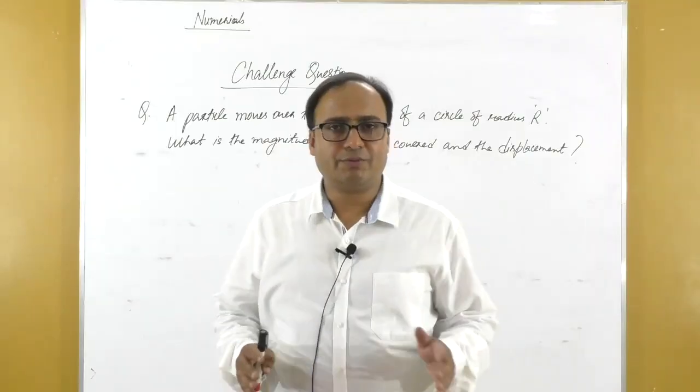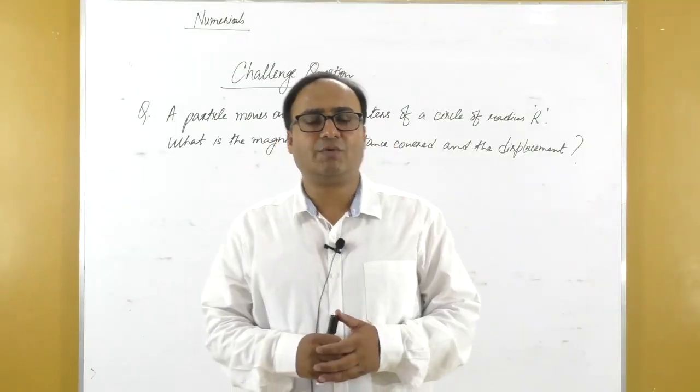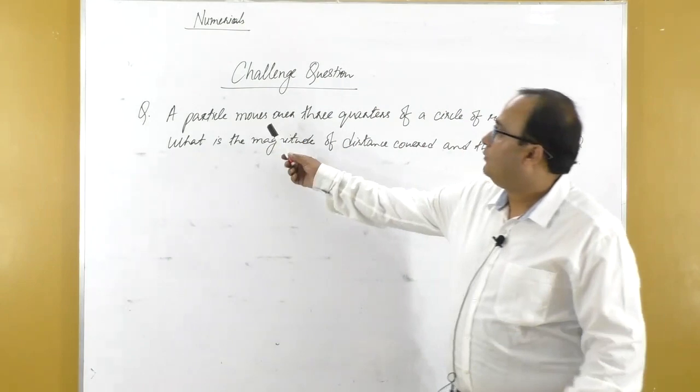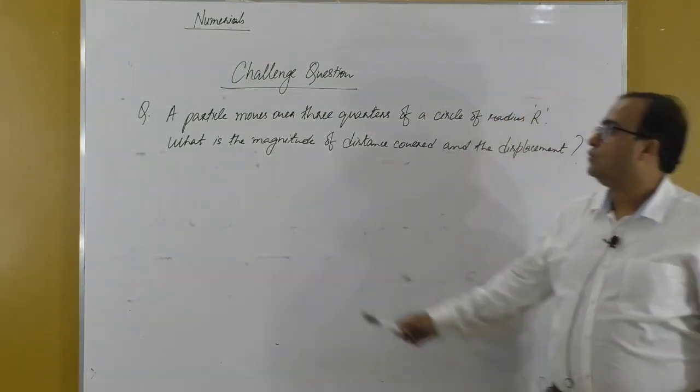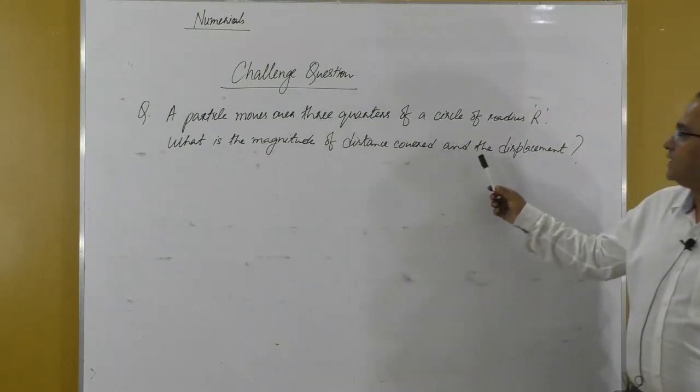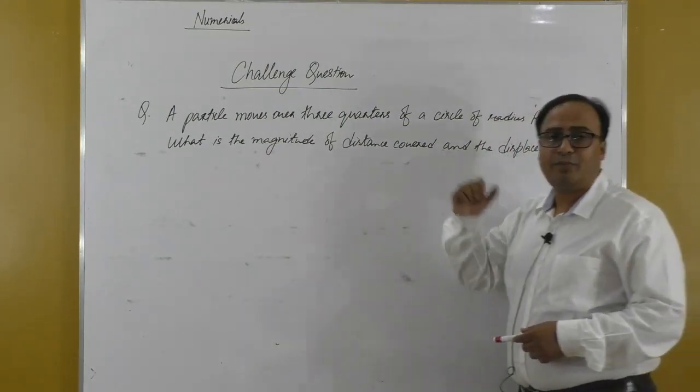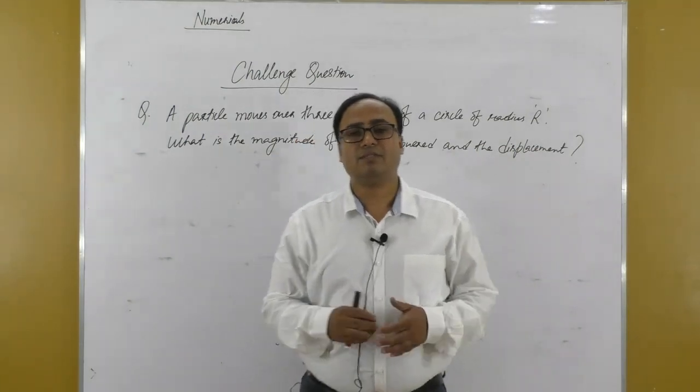So students, get ready for the challenge question. The question is, a particle moves over 3/4 of a circle of radius r. What is the magnitude of distance covered and displacement of the particle? So try to solve this.